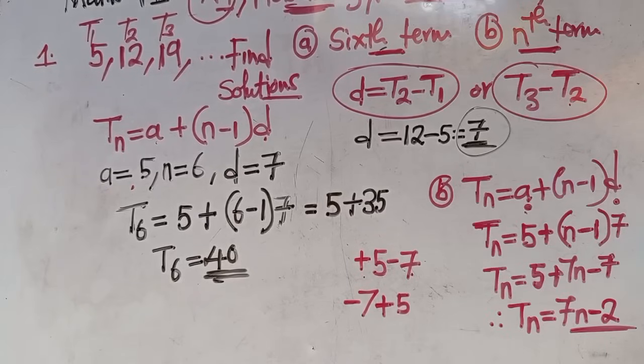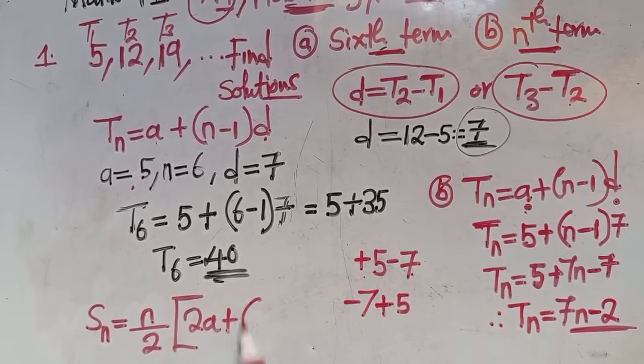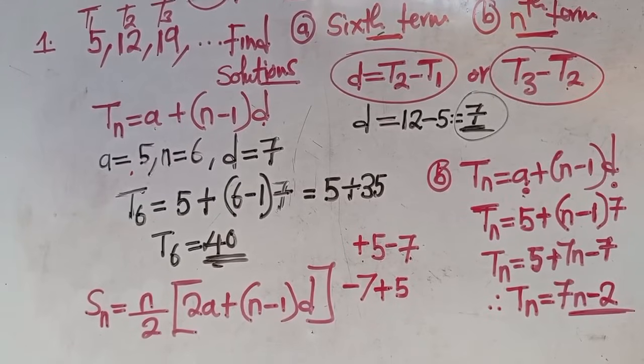I also talked about the sum of the nth term. Under AP, when you are told to find the sum of the nth term, the formula that you are supposed to use, you put S n, which is equal to n over 2. You put these brackets, that is 2a plus, open brackets, n minus 1 cross d. So this is a particular formula that you need to use when you are told to find the sum of the nth term.